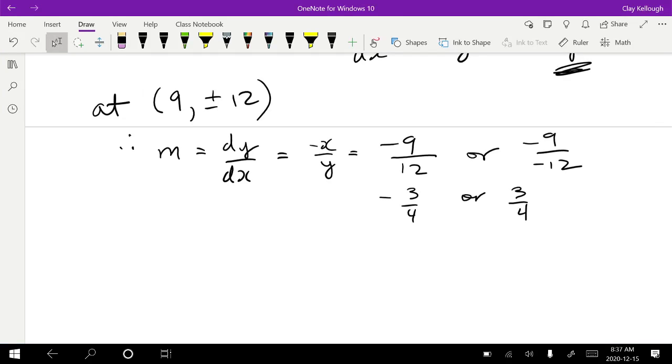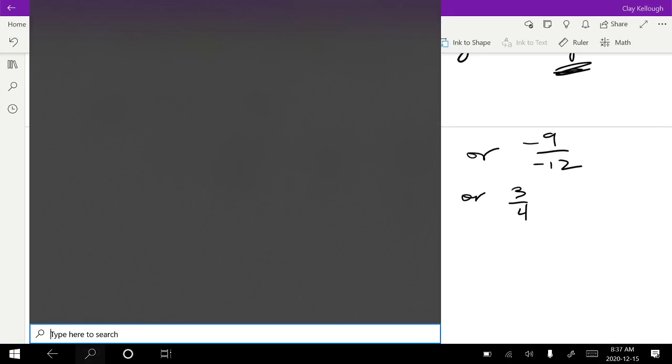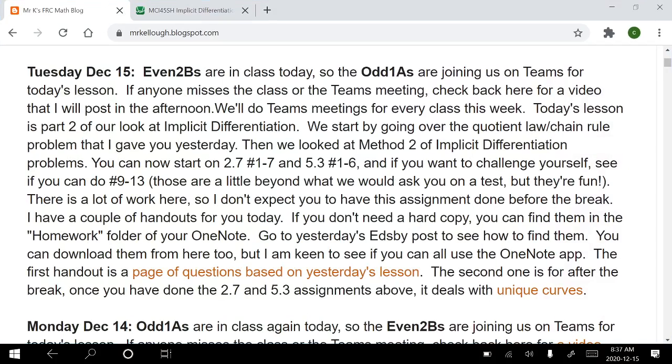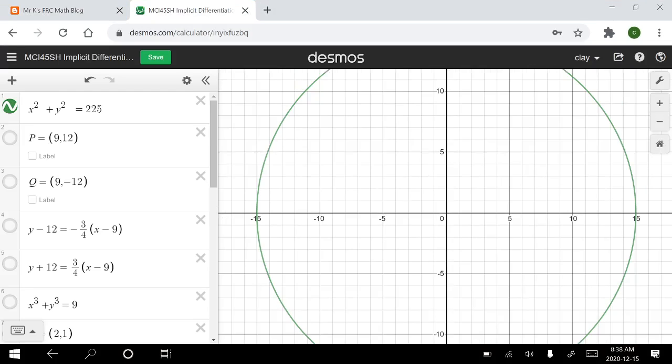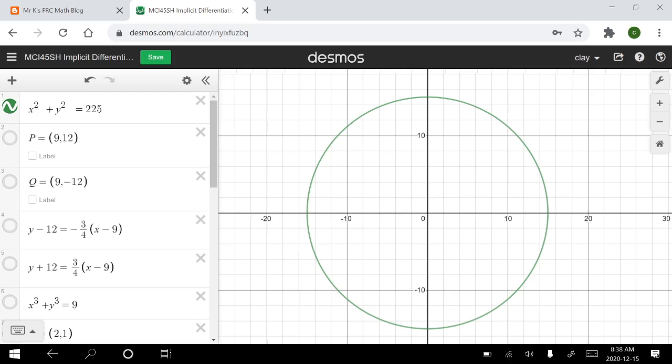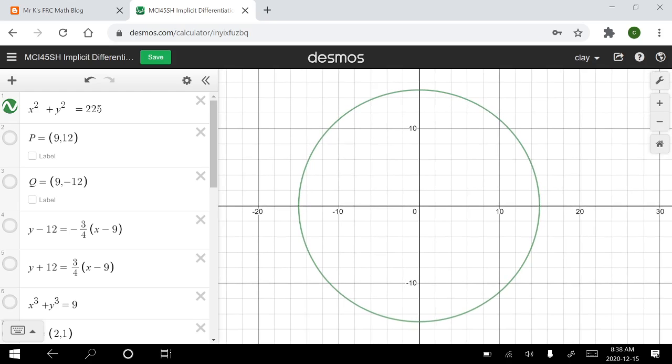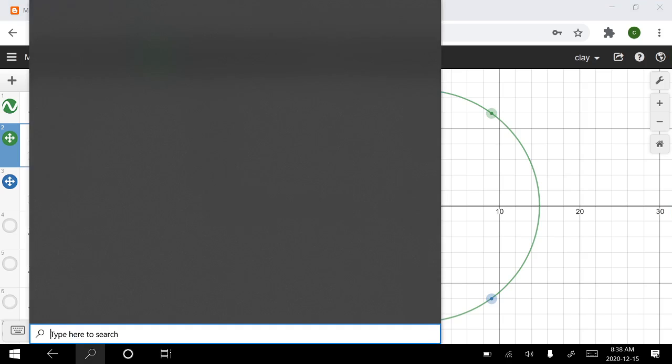Let me just go to my Chrome here, and there we go. It can graph a circle, no problem. Of course, it's too big for the screen right now. There we go. I can put down the points that I found. There we go, 9, 12, 9, negative 12. And if I did this right, of course, I never actually showed this. Let me just go back to my work for a second.